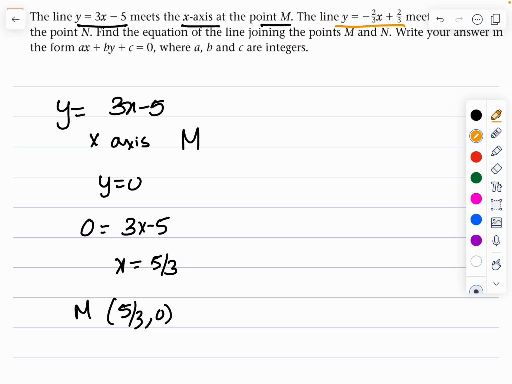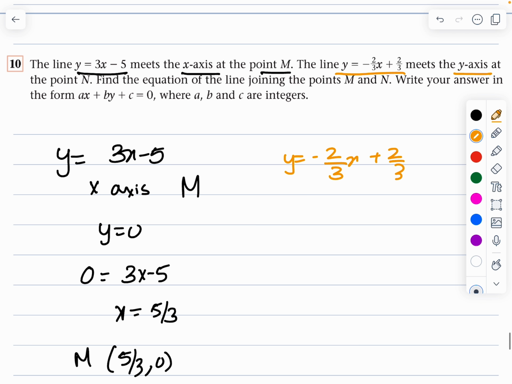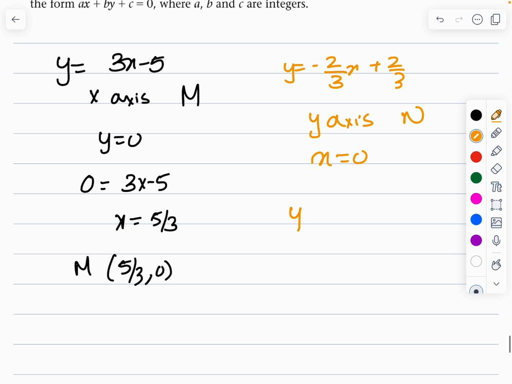The line y equals minus 2/3x plus 2/3 meets the y-axis at N. Y-axis means x equals 0. So y equals minus 2/3 times 0 plus 2/3. So y equals 2/3. (0, 2/3). This is N.